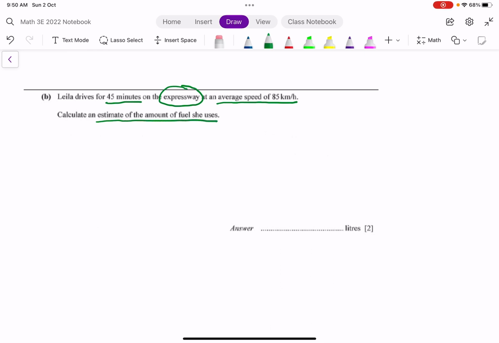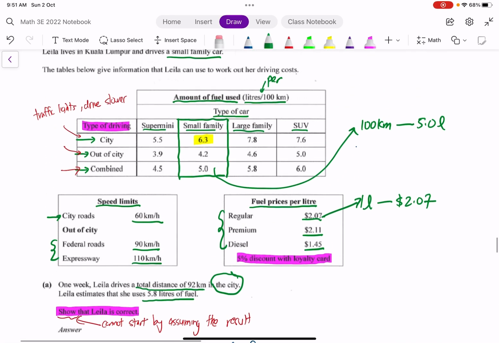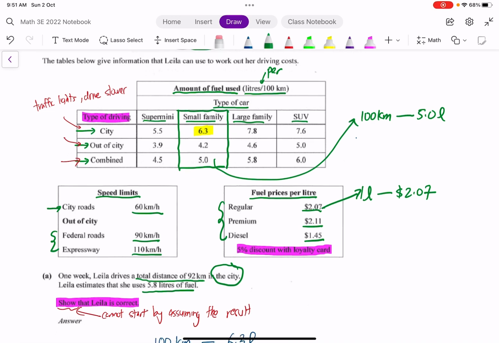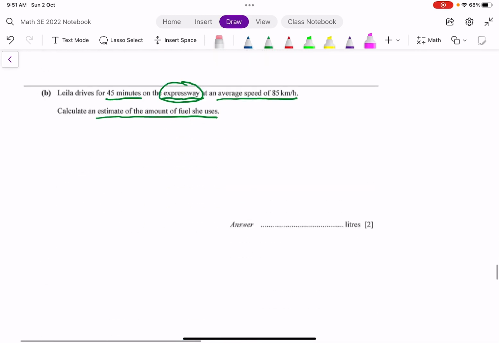Recall that we know, so let's go back to the table. We are going to be on the expressway, and she drives a small family car. So what we have over here is that the expressway is considered out of the city. Our city is 4.2 liters per 100 kilometers. So we need to put down that for 100 kilometers, she will use 4.2 liters.